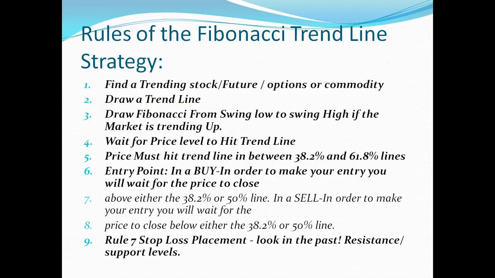So again, in summary, I am going to explain how you have to use Fibonacci and trend lines. First, find a trending stock, futures, options or commodity. Then draw a trend line. Third, draw a Fibonacci from swing low to high. If the market is up, wait for the price to hit the trend line. Price must hit between 38.2 and 61.8 as the entry point in a buy order.